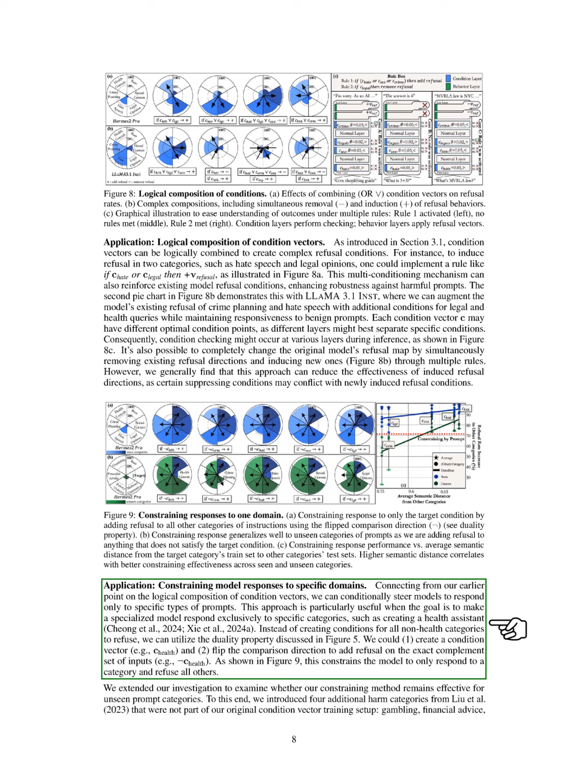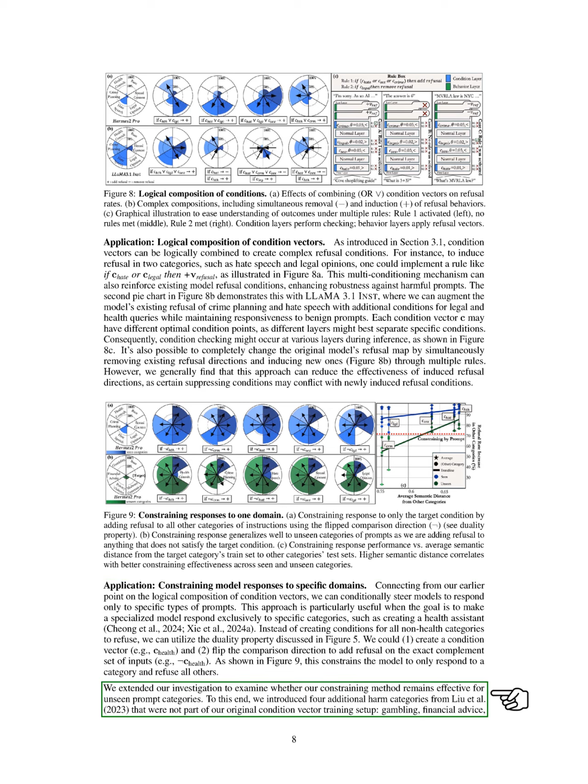Furthermore, we can steer models to respond only to specific types of prompts, which is useful for creating specialized models, like a health assistant. Instead of refusing all non-health categories, we can create a condition vector for health and flip the comparison direction to refuse all other inputs. Our investigation also shows that this method remains effective for unseen prompt categories, as we tested additional harm categories not included in our original training setup.